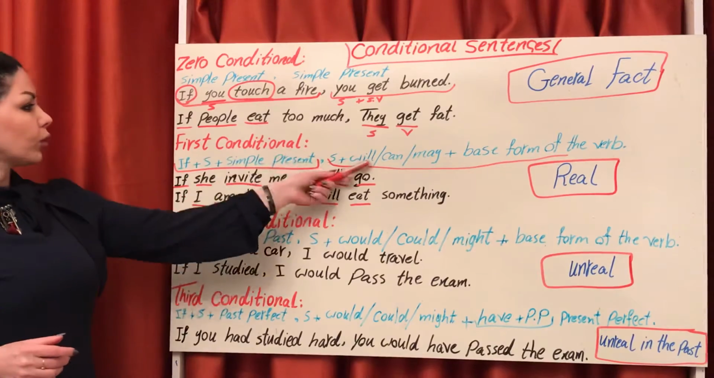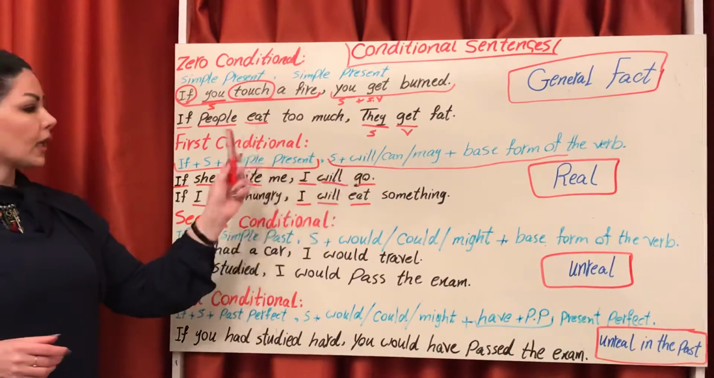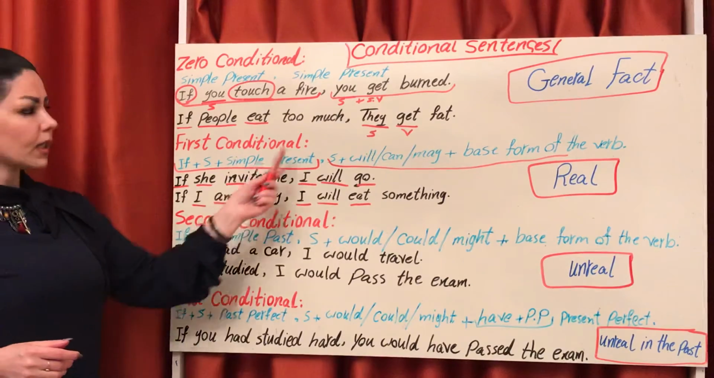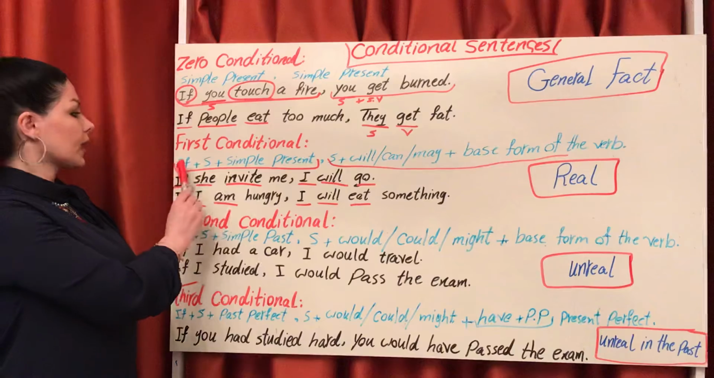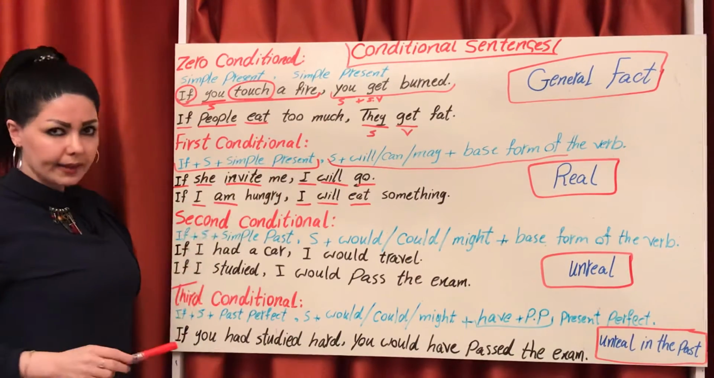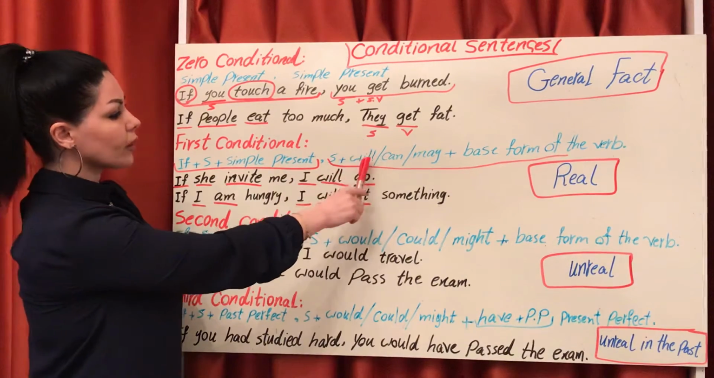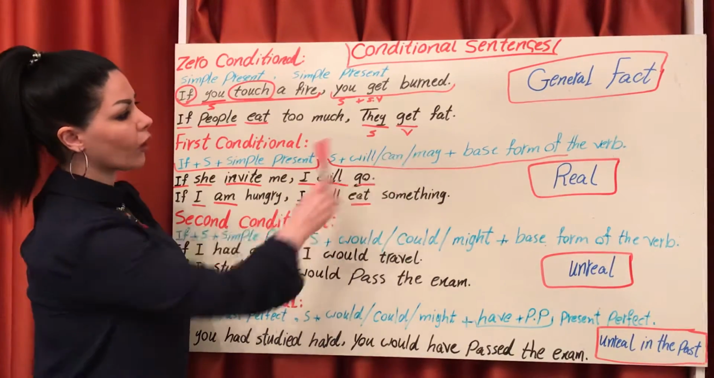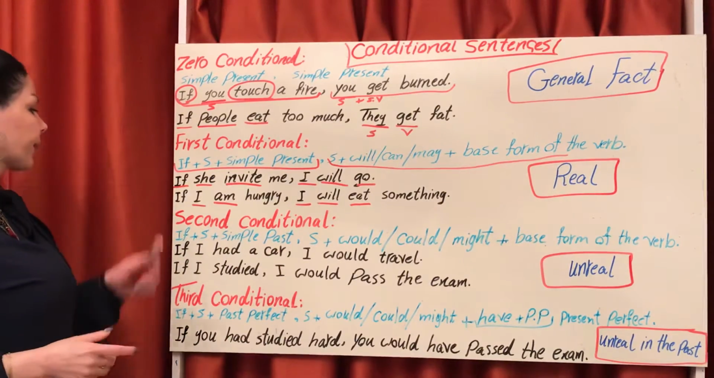We have two parts of the sentence, two clauses. One of them is the if clause, the other one is the main clause. For the if clause, if plus subject plus simple present tense. For the main clause, subject plus will or can or may plus the base form of the verb.